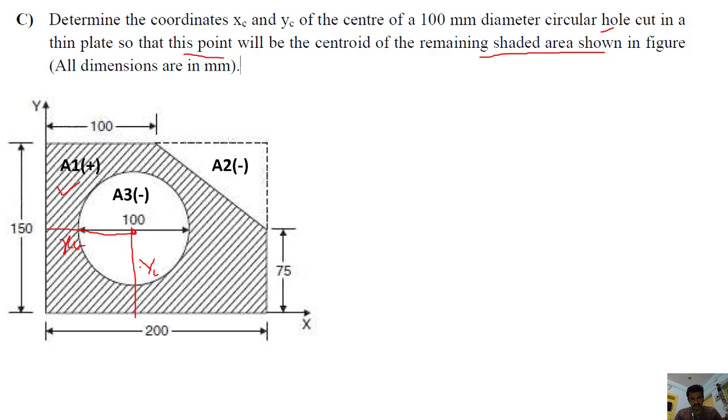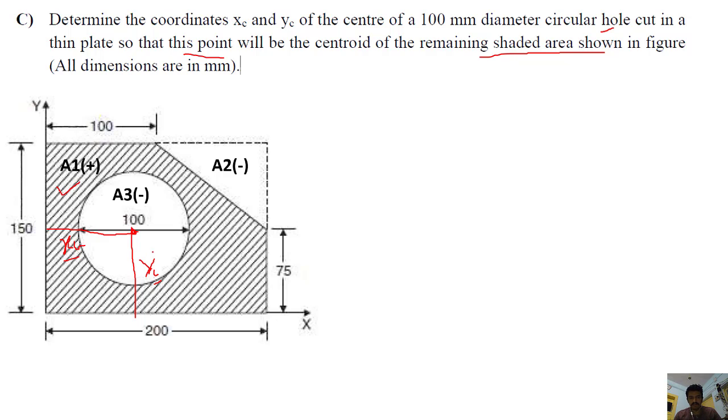You have to determine the xc and yc. The distance of the center of this hole from either the x or y axis is not given in the question, so we have to determine that distance. We have to place this hole in the diagram such that the center of the hole coincides with the centroid of the shaded area. So in the formula for xc, for the circle x will be equal to xc and y will be equal to yc. We will see that.